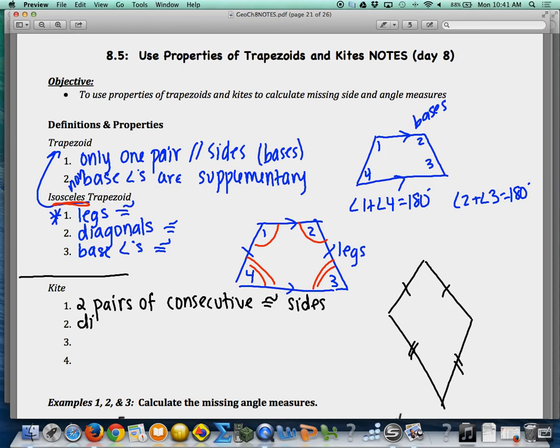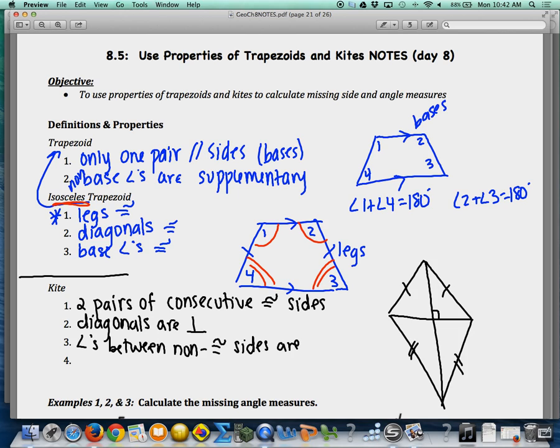Second property is that the diagonals are perpendicular. Besides being a property of a kite, what else is this a property of? Rhombus. Okay. The next two are kind of funky wording. So property 3 is that the angles between the non-congruent sides are congruent.